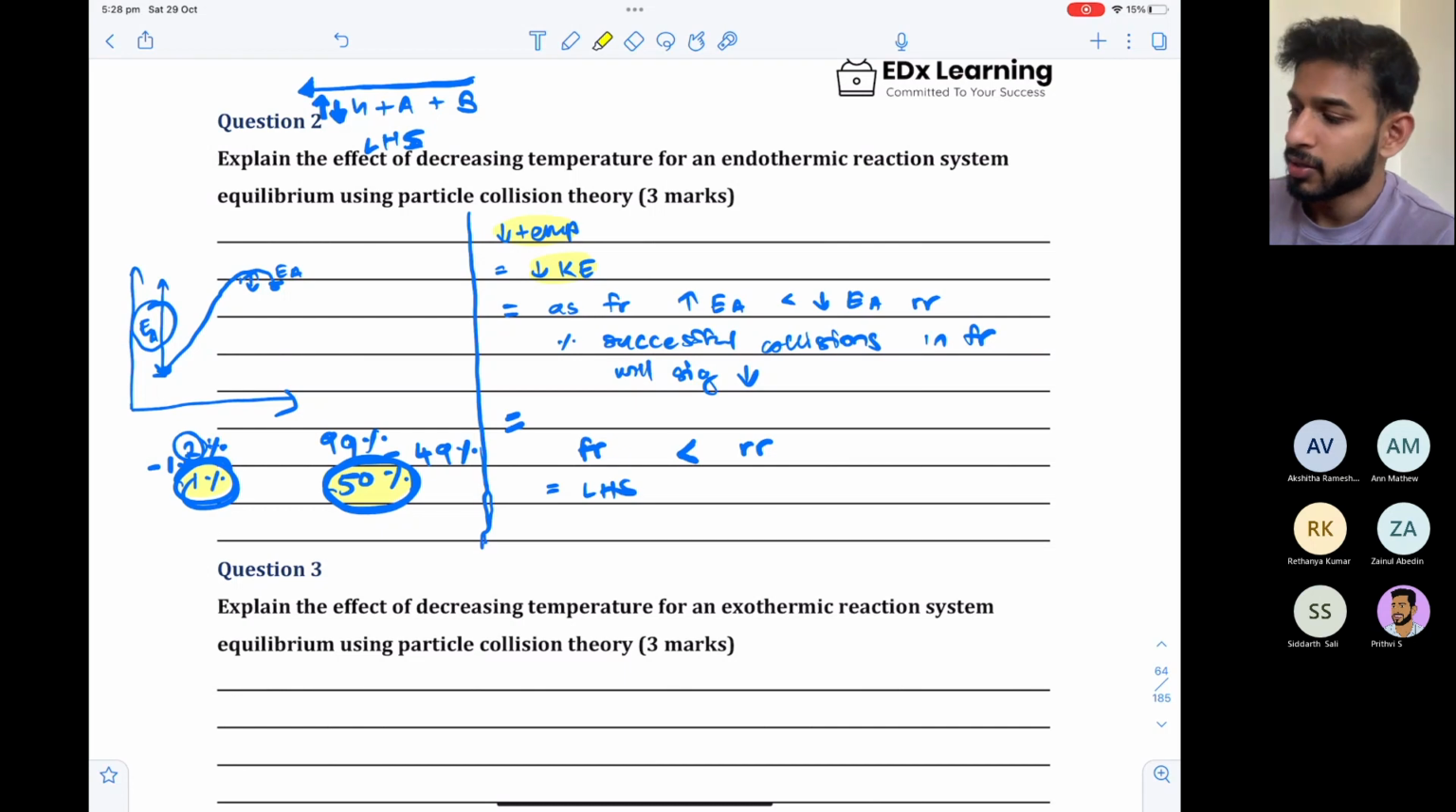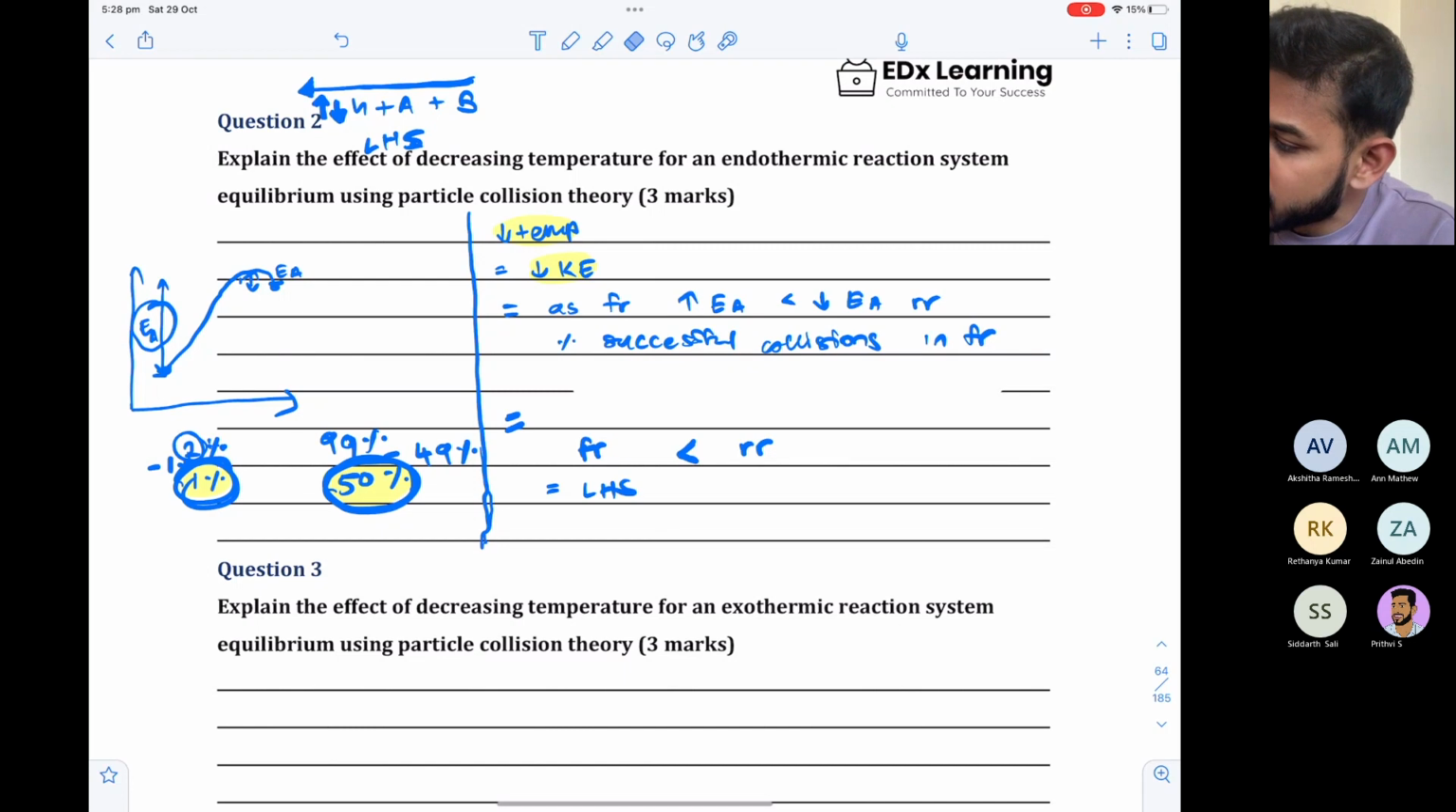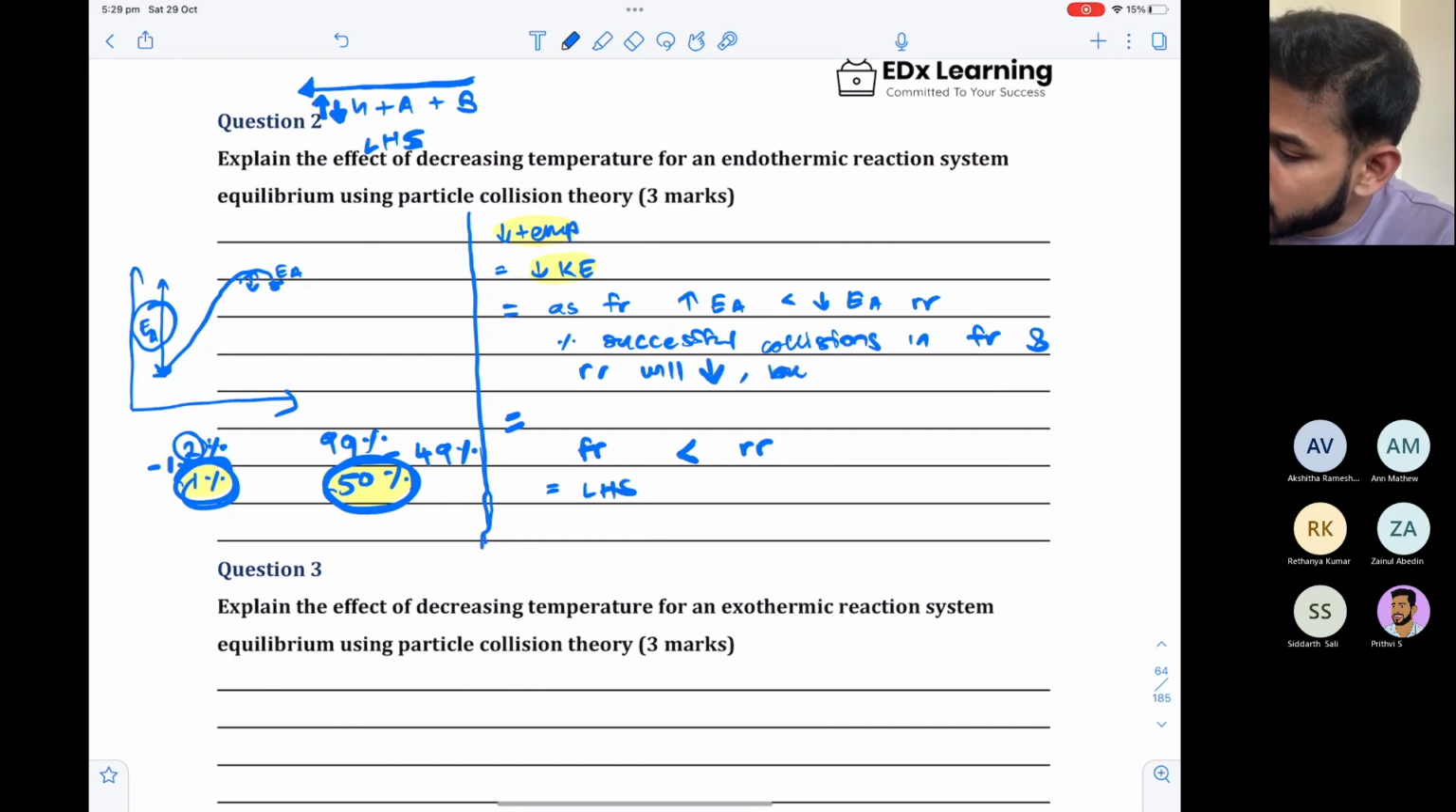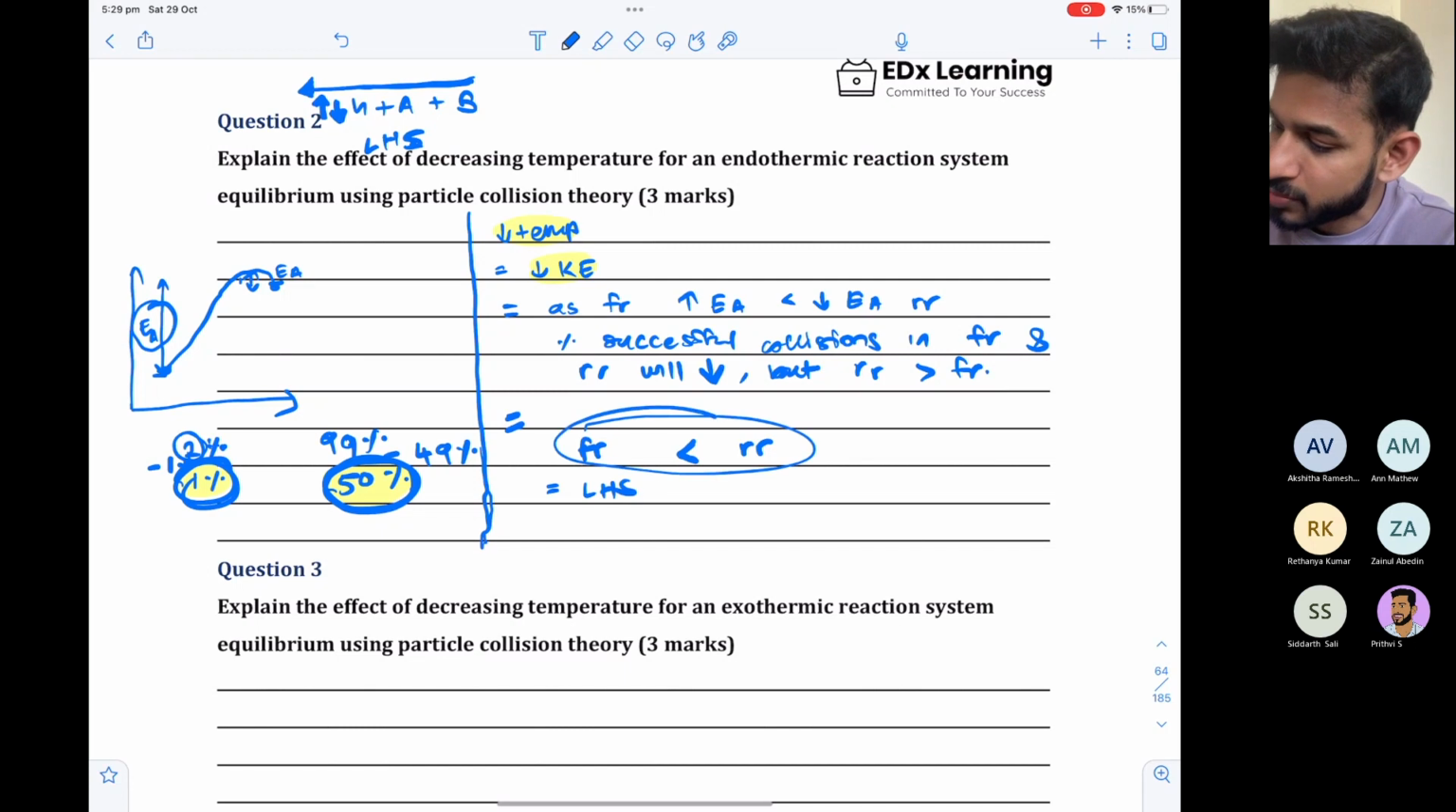Okay, I think the only thing I'll change, to help you out with your answers: the percentage of successful collisions in forward reaction and reverse reaction rate will decrease, but the reverse reaction rate will be greater than the forward reaction rate, which is just this point here.